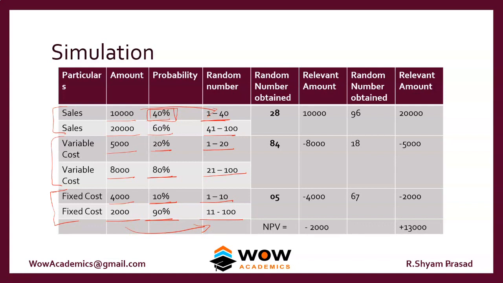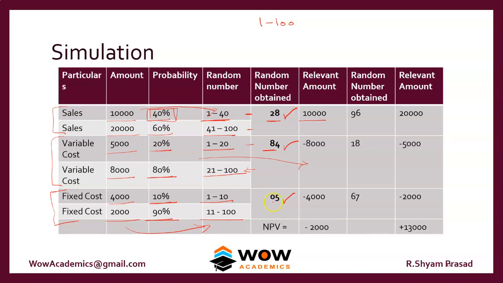So now what we'll do is we'll write numbers from 1 to 100 in chips, and we will fold them and we'll put it in a box, and from that box we'll select 3 numbers. Okay, so assume that we have got the numbers 28, 84 and 5. The number 28 refers to what? The number 28 is within this classification or this classification. It is under this classification. So take that cash flow. The cash flow is 10,000. So the relevant sales is 10. 84 lies within which range? This one or this one? It lies within this range. So take this cash flow. Cash flow is 8,000. So cash flow of 8,000 will flow here.